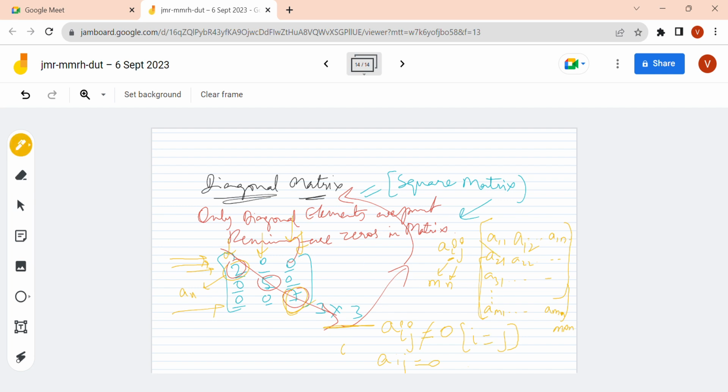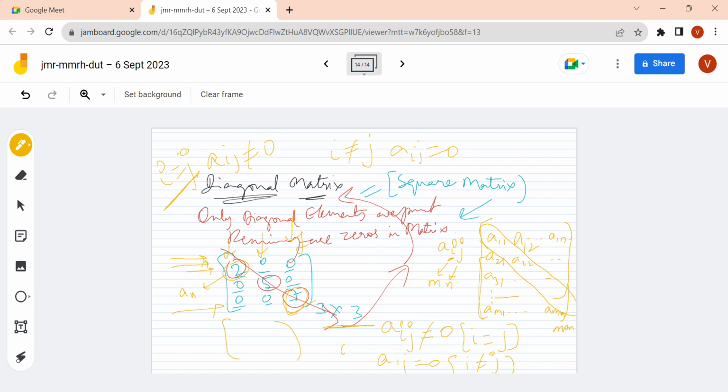I equal to j. That means wherever i is equal to j, in a diagonal matrix the elements Aij are not equal to 0. For i not equal to j, they are 0. That means for i not equal to j, Aij will be 0 for a diagonal matrix. Remaining elements are zeros. Okay.